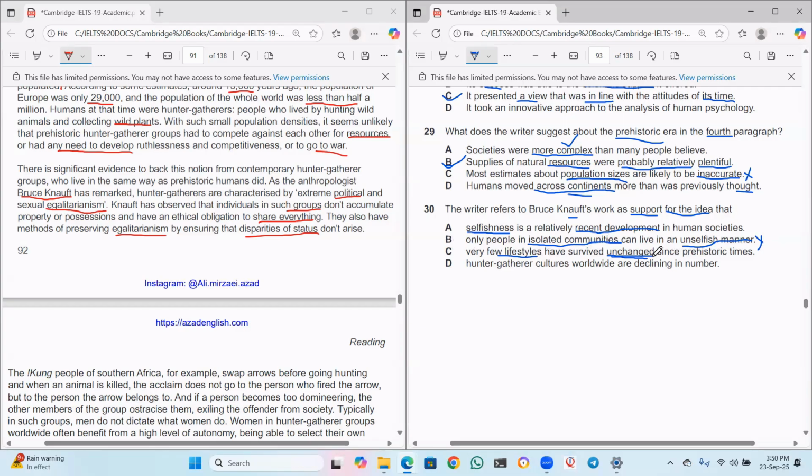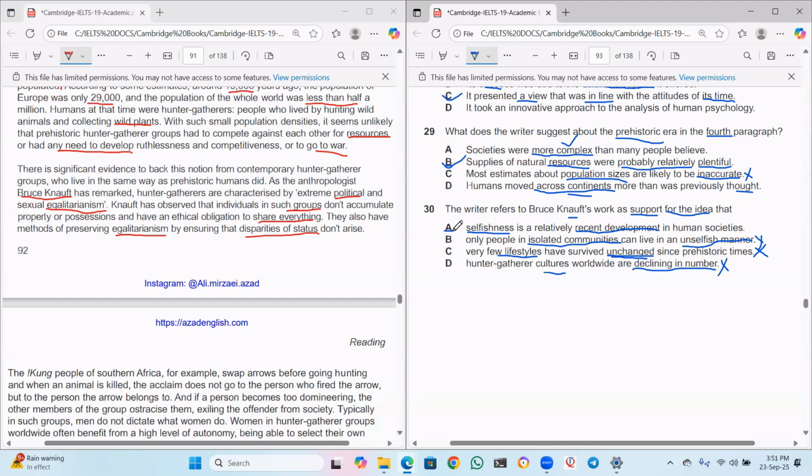Did he talk about any lifestyle which is unchanged in the prehistoric times? No, nothing was mentioned in the paragraph about this, right? So yes, this cannot be the answer. Then, hunter-gatherer cultures worldwide are declining in number. He's talking about numbers now. Hunter-gatherer cultures worldwide, they are declining, he says. So in this paragraph, did we read anything that the groups are becoming declined? No, right? So yes, D also cannot be the answer. We have eliminated B, C, D, and obviously A is left, right?